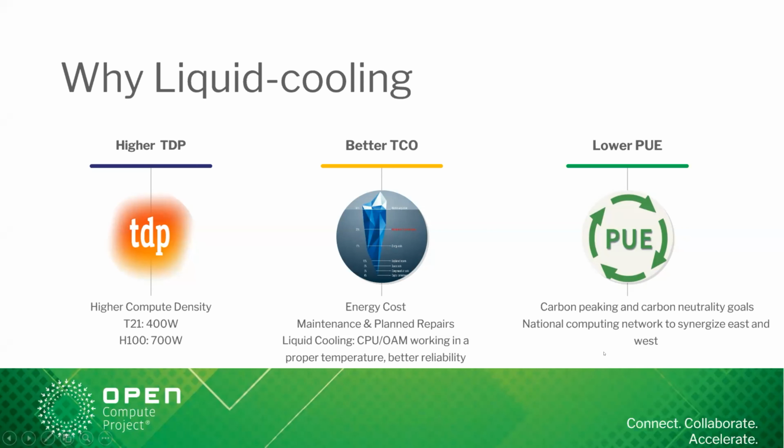And also, in a few projects, the government has a very critical PUE limit, which means if you cannot meet this PUE limit, you cannot implement your system there. So given those reasons, we chose liquid cooling for our first generation system product.